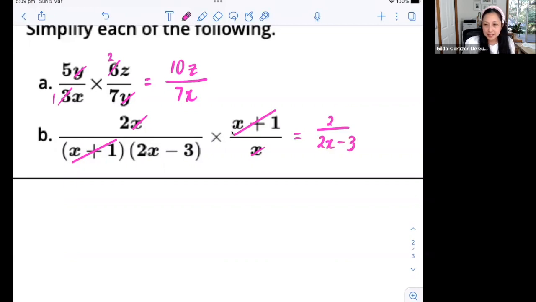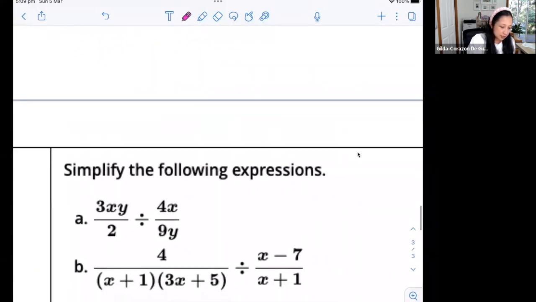And that's your final answer. You can't cancel the 2 and the 2 here because, again, this 2 here is part of this binomial. Okay, right? How about with division?